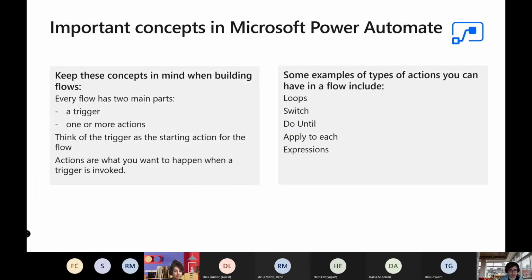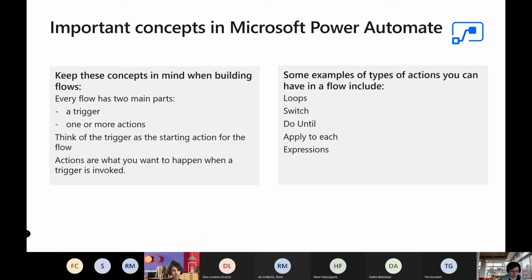So to re-emphasize some of the important concepts, and these apply to our cloud flows only. Always remember that a cloud flow must always have one and only one trigger, and that we must have at least one or more actions as part of the flow. So if we try and create a flow with a trigger and no action, then we'll get an error for that.